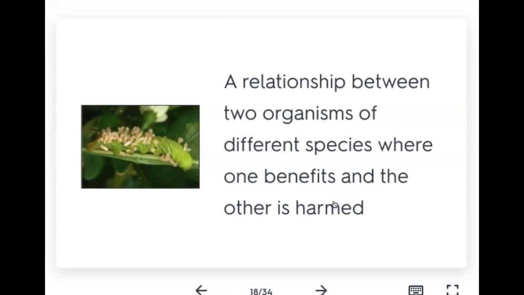Parasitism is a type of symbiotic relationship, and this is a relationship where two organisms are going to be interacting, but one of the organisms is going to benefit, and that would be the parasite, and the other organism is going to get harmed, and that's going to be the host.